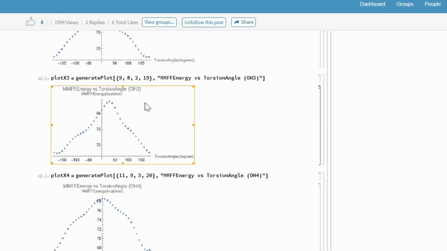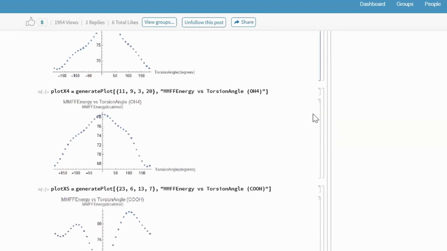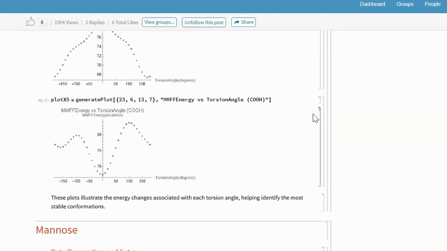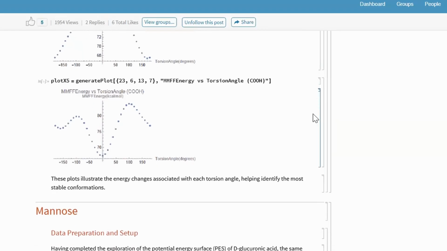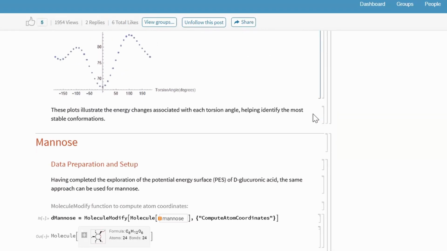Interesting. Okay. And then when you're rotating each of these, I'm guessing the rest of the molecule and the rest of the hydroxyl groups are being held in the same position. Yep, we're only rotating that particular functional group. Interesting. Okay. So the same methodology is applied for mannose and xylose as well.